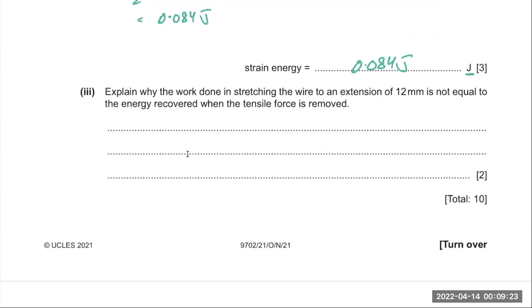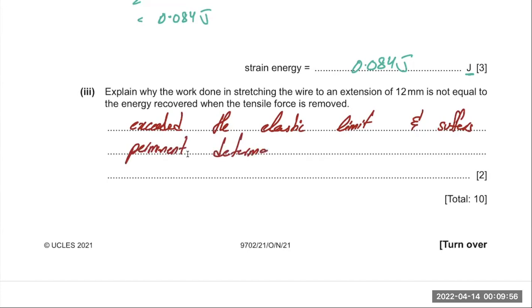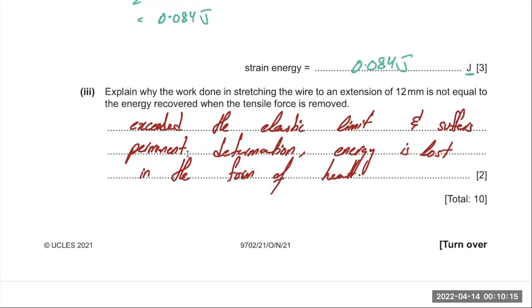Yes. So you'll mention plastic deformation, or you'd say it has exceeded the elastic limit and it's now in the plastic region. So it suffers permanent deformation. It has exceeded the elastic limit and undergoes permanent deformation. Thus, energy is lost in the form of heat, or energy lost as thermal energy.